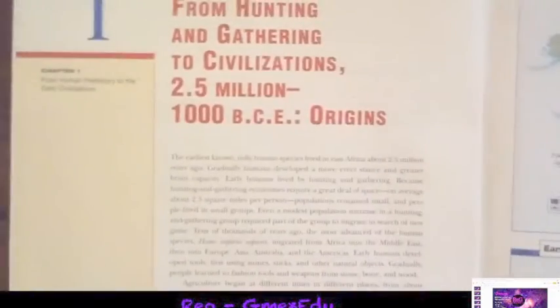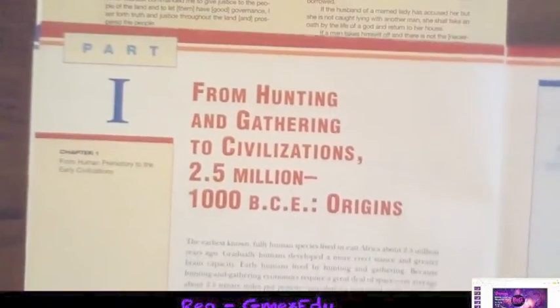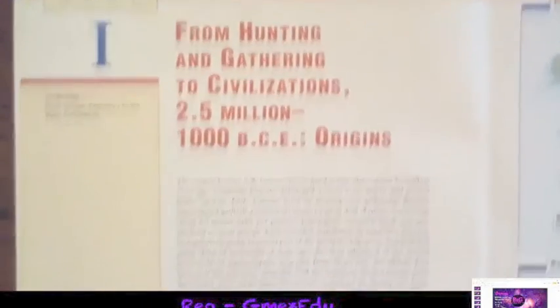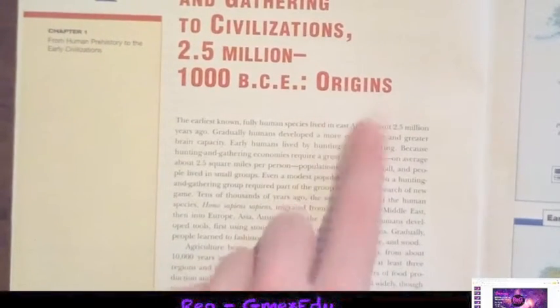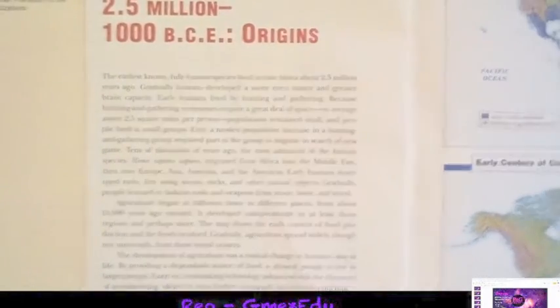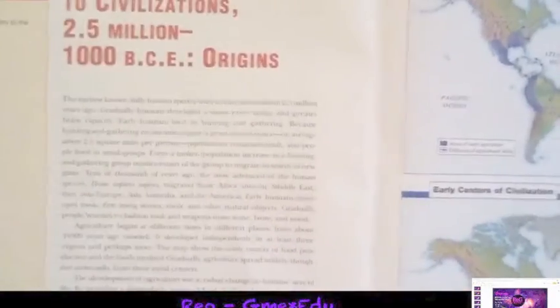And then it goes into the part introductions that they alluded to. So part 1 is going to talk about hunting and gathering to civilization, so 2.5 million to 1000 BCE, and those origins. This is a broad span of time, so it's good to have a general introduction when you're talking about such a broad spectrum of time. I do wish there were some more bold-faced terms, maybe something a little bit more interesting here, but again, it's good to have.